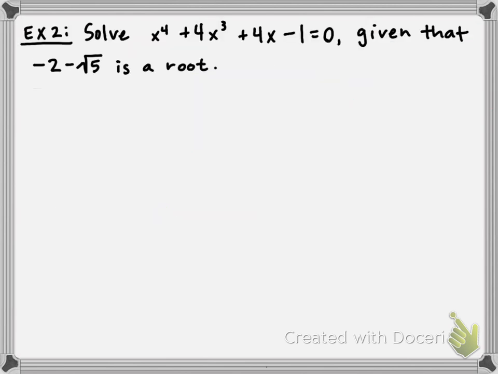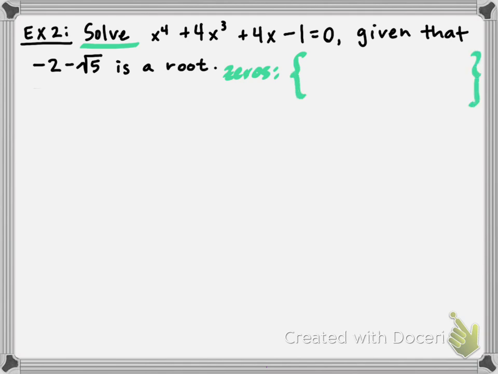Okay, example 2. Example 2 says solve, so let's remind ourselves real quick what solve means. Solve means I'm going to find the x-intercepts of this polynomial. Now the polynomial is x to the 4th plus 4x cubed plus 4x minus 1 equals 0. Now they've given me a root. So again, I have a solution. So I'm going to start with, here are the zeros that I need to find, right? I need to find 4 zeros.